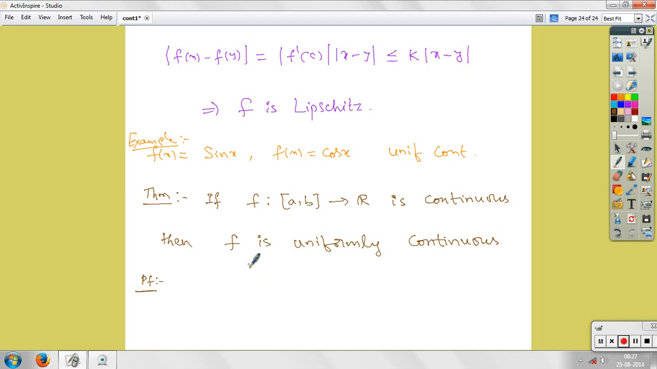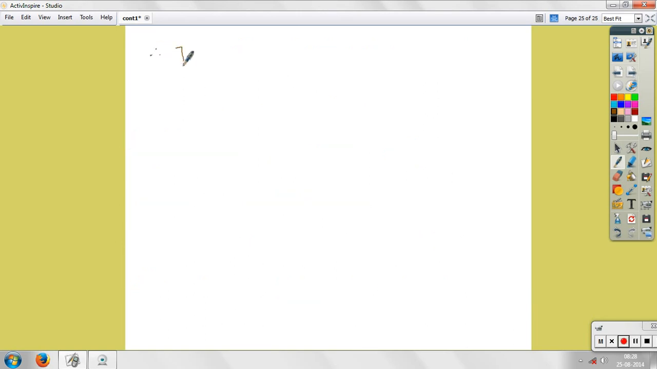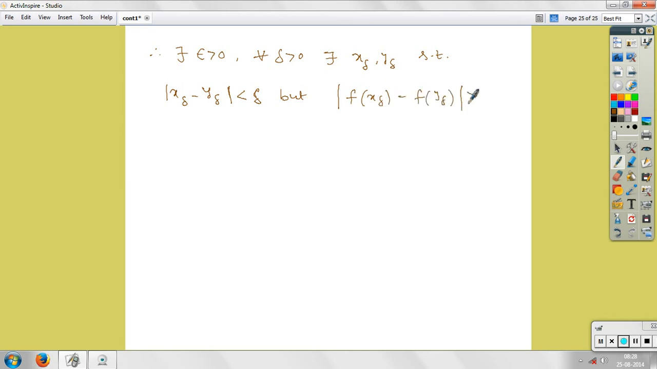Assume that f is not uniformly continuous. What is the meaning of this? Therefore there exists an epsilon greater than 0 such that for all delta greater than 0, there exist x delta and y delta such that mod x delta minus y delta is less than delta, but mod f of x delta minus f of y delta is greater than or equal to epsilon.